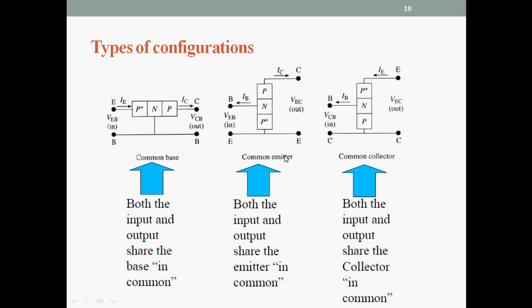Similarly, for the common emitter configuration, we provide VEB as the input voltage between base and emitter, and collect the output between collector and emitter. So the emitter acts as common here. For the common collector configuration, VCB is the input voltage applied between base and collector terminal, and VEC is the output voltage which is collected between emitter and collector. Both the input and output share the collector in common.